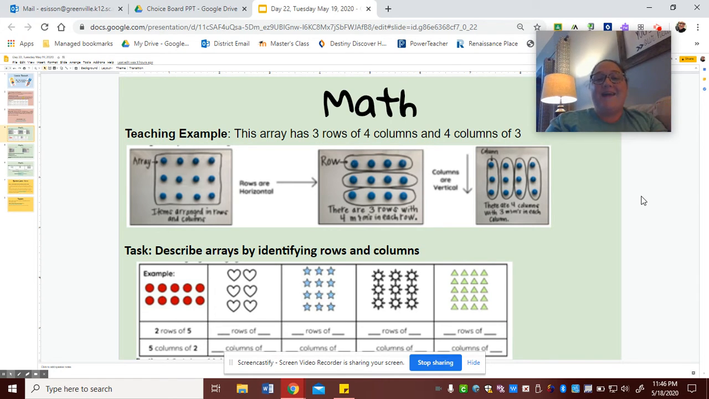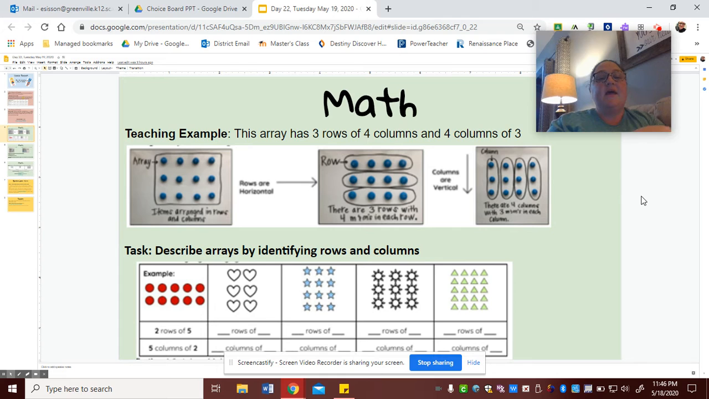So an array is just a set of rows and columns that are equal, like our little dots of blue Play-Doh. Okay, so the array is there. They put a little box around it. Then they circle the rows because the rows go this way. Okay, columns go up and down. And it tells you there are 3 rows and there are 4 columns. So what I want you to do is to look at these 3 down here. It gives you one example, and you're going to tell me how many rows and how many columns.